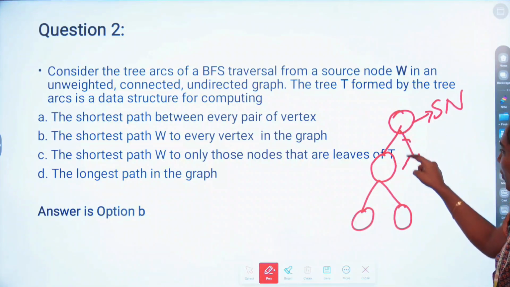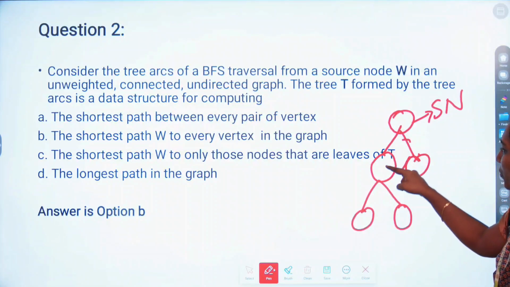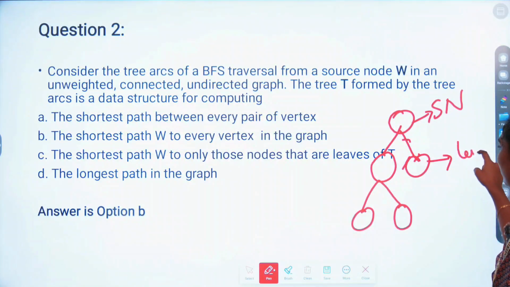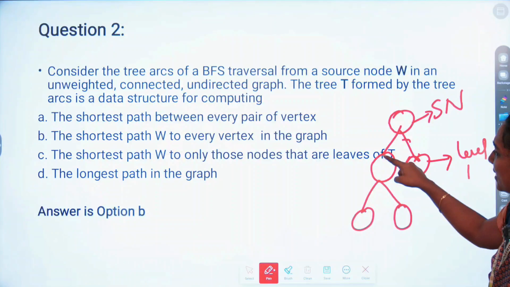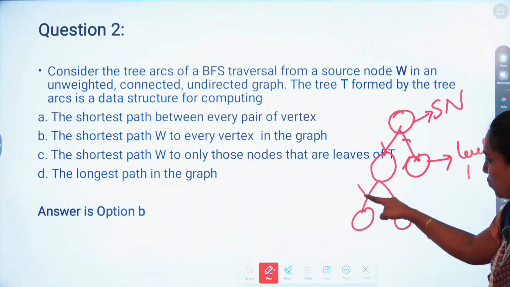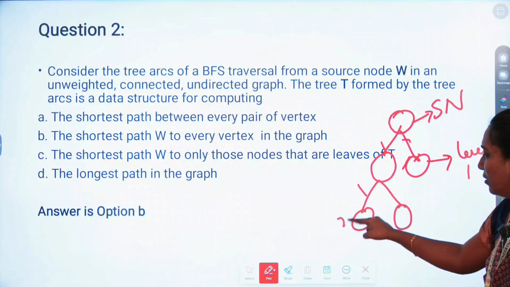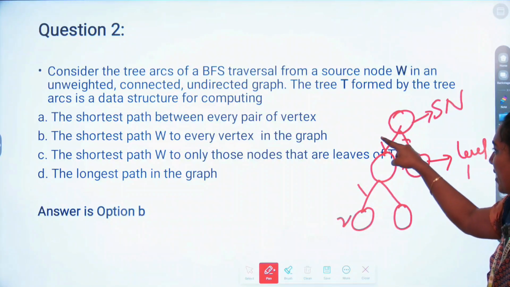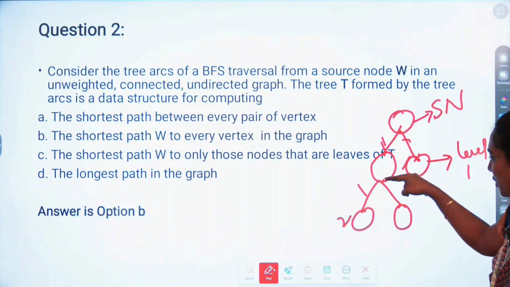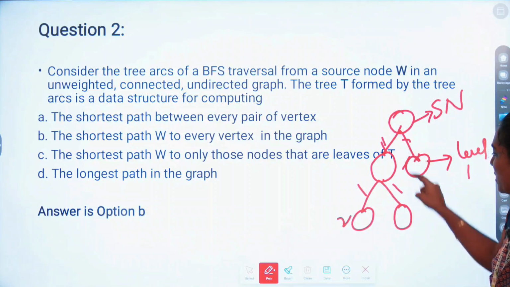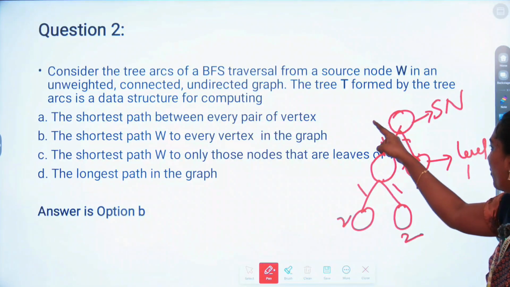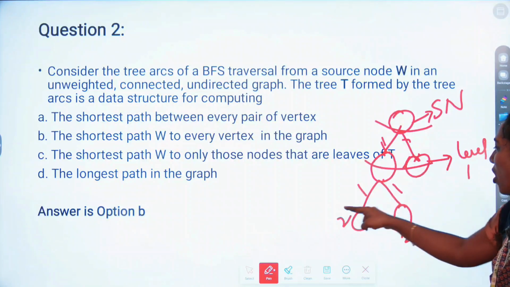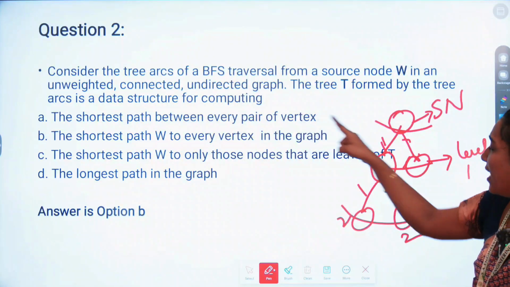So from 0 to this level 1, calculate the distance, this is 1. Then from this node to this node is 1. So 1 plus 1, the answer will be 2. Again, from this node to this node, the answer is 1. Then the distance from this node to this node is 1. So 1 plus 1 is 2. So it reaches the nodes by arc form. That is what is given as the tree arc.